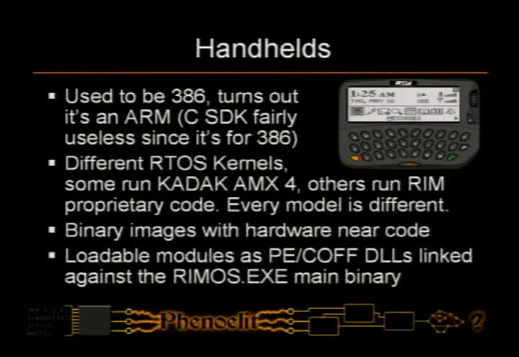Then it turns out that the way they build the operating system is you have a core operating system binary that's called RIMOS.EXE. And it's actually a real PE-COFF format, like on Windows, like EXE and DLL files, just compiled for ARM. And then everything else, like the Java virtual machine, are modules in the form of DLL files linked into this main EXE file. So the entire operating system, in terms of memory setup, looks like one process, like one application on a Windows system.